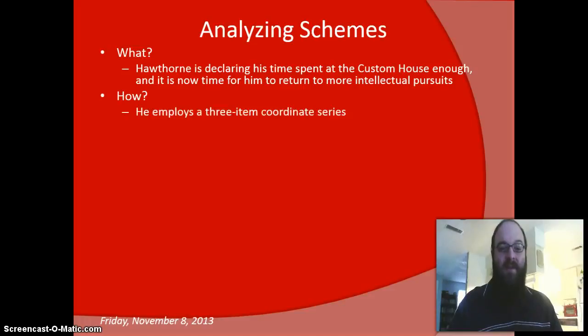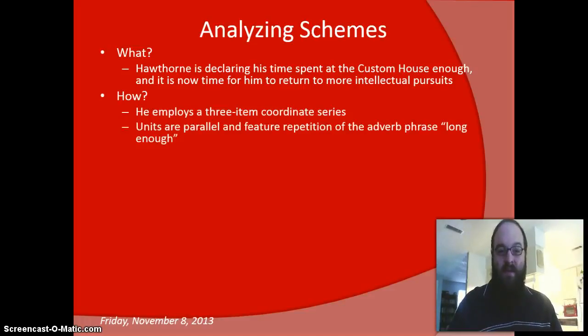How does he go about doing this? He employs a three-item coordinate series. The units are parallel, like they should be grammatically, and feature repetition of the adverb phrase "long enough." That's a choice he made there. He wanted to use that repeated adverb phrase. Why does he do this?